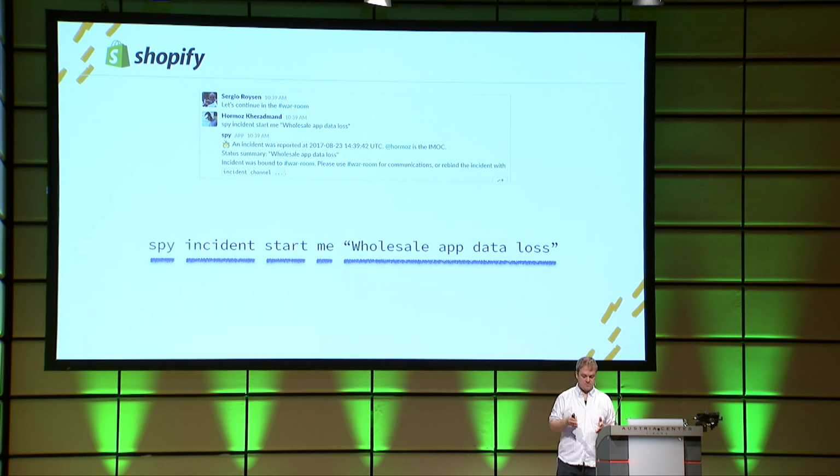And if you think about that, first of all, that's five things you need to remember, which is a lot for anyone. I can't even remember if it's source target or target source in Symlink. But you have to remember all of these things. The order could well be important. I don't know how robust Spy's handling of the parameters is. So if you say spy incident start wholesale app data loss me, it might fail, and you've no way to know that before you start.